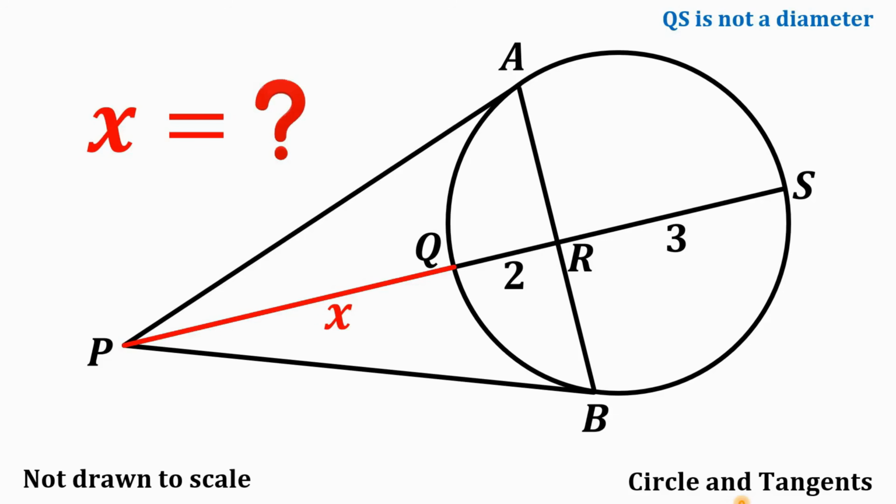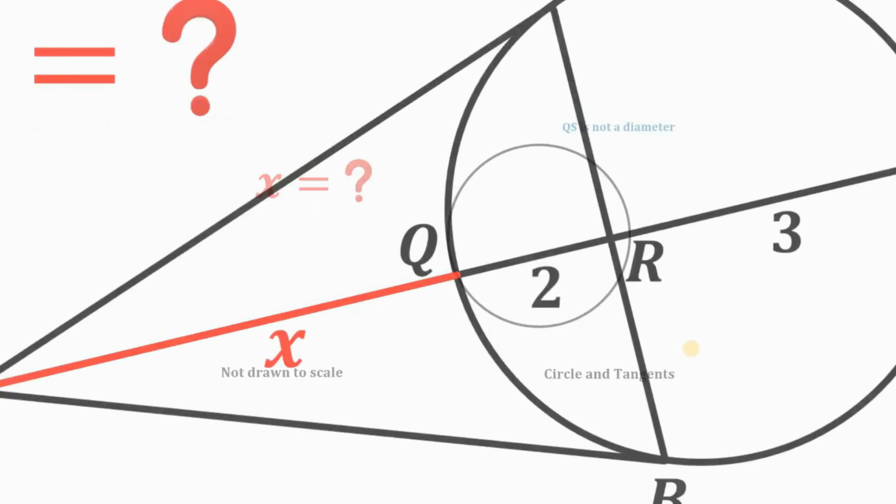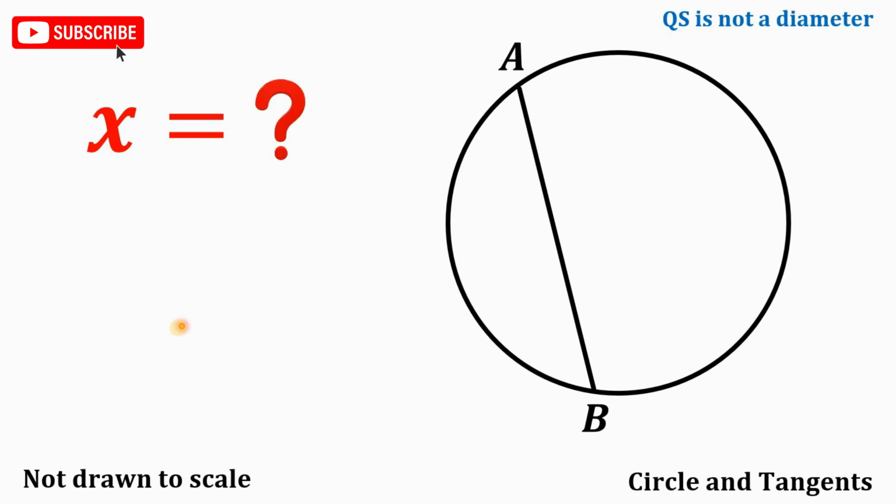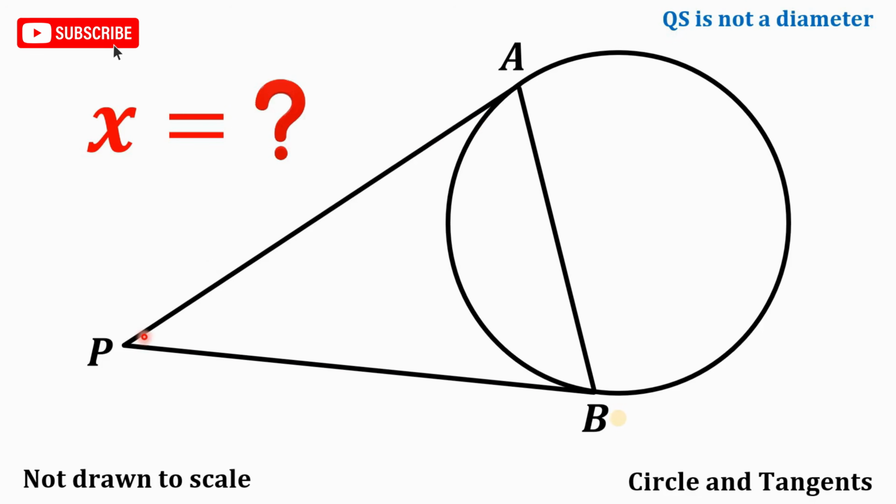Can you solve this geometry challenge? Here's the question. Let's have a circle, and now let's draw chord AB. Now point P is outside of the circle. Now let's draw tangent segments PA and PB, wherein A and B are the points of tangency.